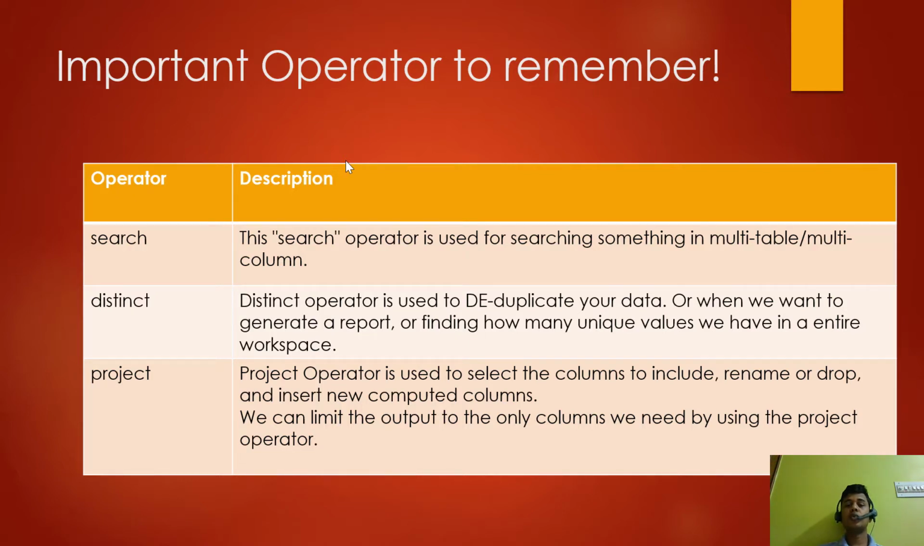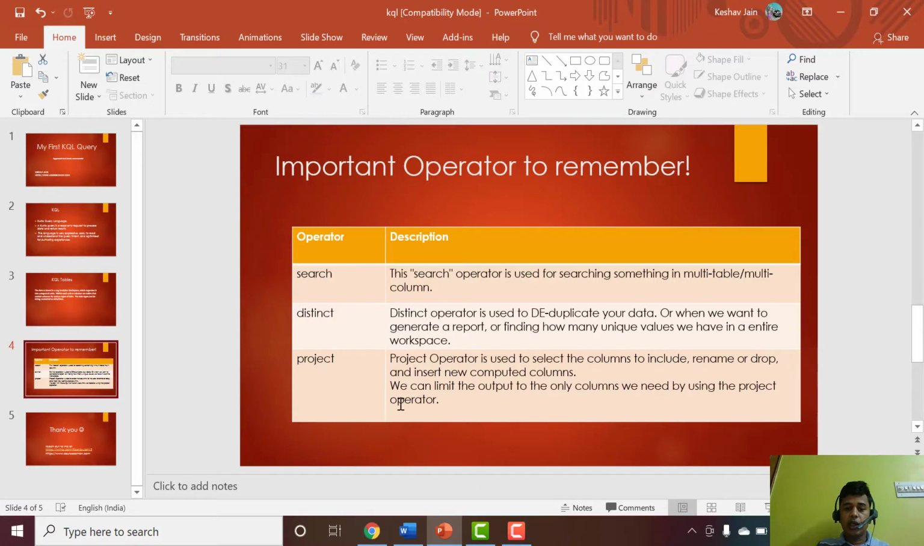Distinct is used to deduplicate or to display the unique data stored in the tables, and project is to select the particular columns that we want to see. Not all columns that get displayed may interest us. We just want to see the columns which are very important to our need. So let's jump to the portal.